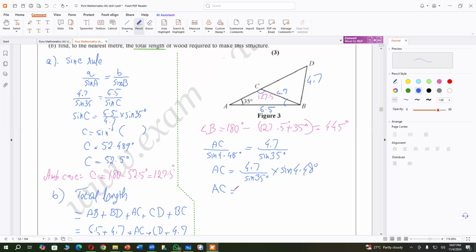So how more will I find the side CD? How will I find CD? That's a good point. So this is what I was asking.